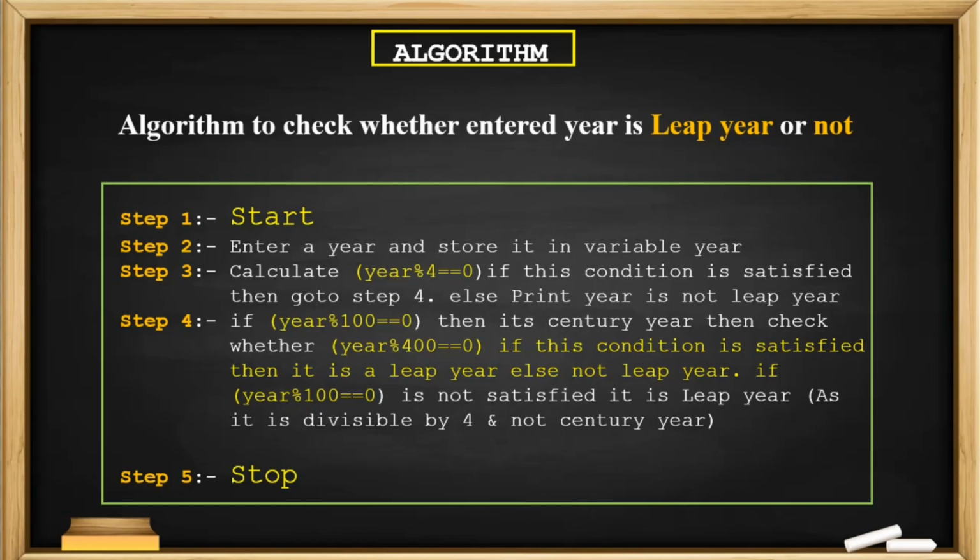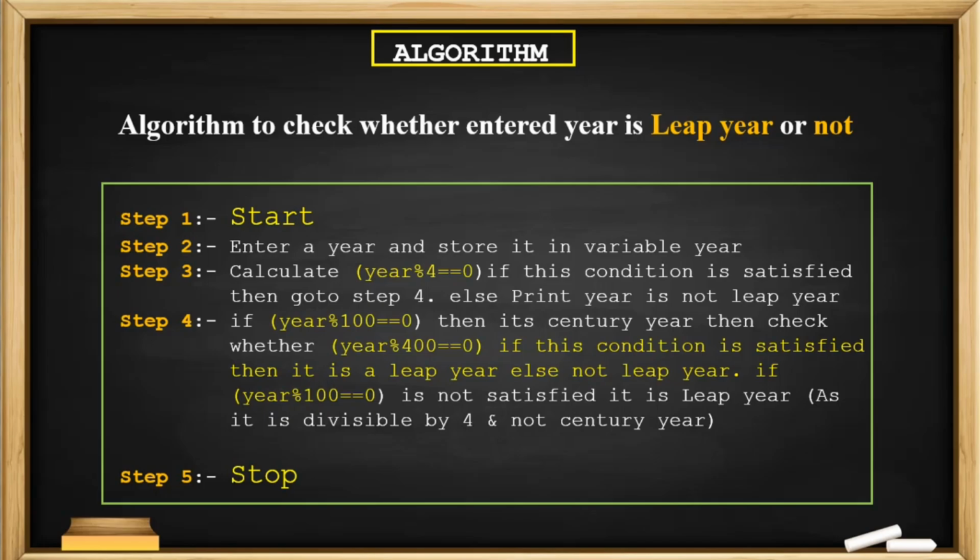If this condition is satisfied, then we go to step 4. Else, if this condition is not satisfied, then we will print year is not leap year. In step 4, we calculate whether it is a centurieth year or not by computing year mod 100 double equal to 0. If it is exactly divisible by 100, then it is a centurieth year.